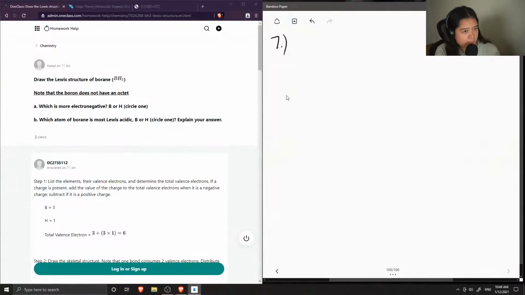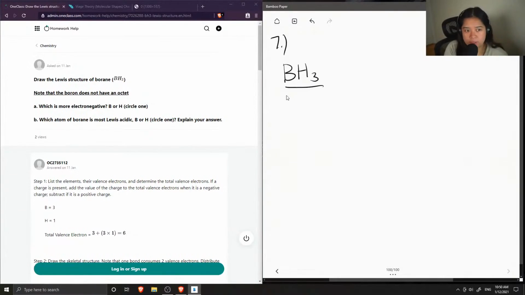Okay, so question number 7. Draw the Lewis structure of BH3, which is borane. Note that boron does not have an octet, and this is because boron is one of the exceptions to the octet rule, in which it can be satisfied with only 6 bonding electrons. Part A, which is more electronegative, boron or hydrogen, and B, which atom of borane is most Lewis acidic, boron or hydrogen. Explain your answer.